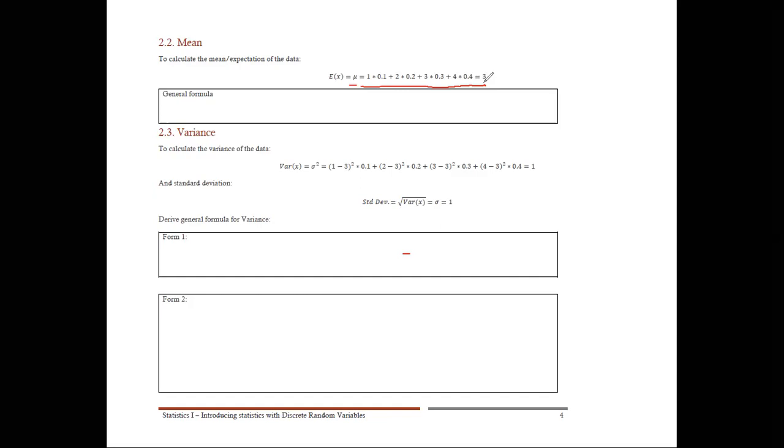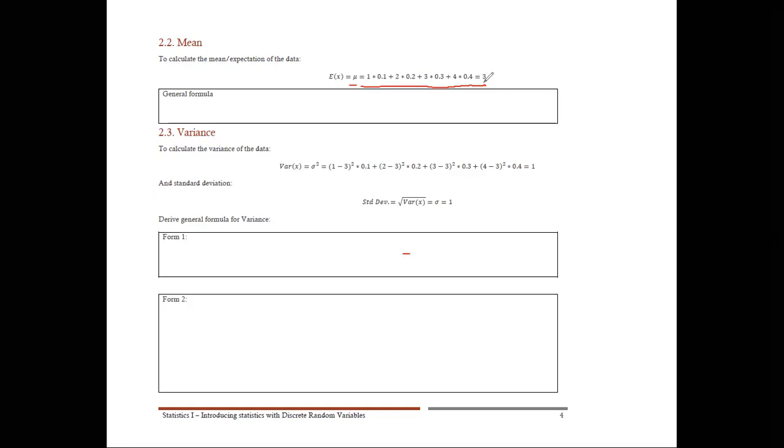1 is multiplied by 0.1 because it has a 0.1 chance of occurrence. 2 is multiplied by 0.2, 3 is multiplied by 0.3, 4 is multiplied by 0.4. Add it all up, it gives you the most expected value out of everything.